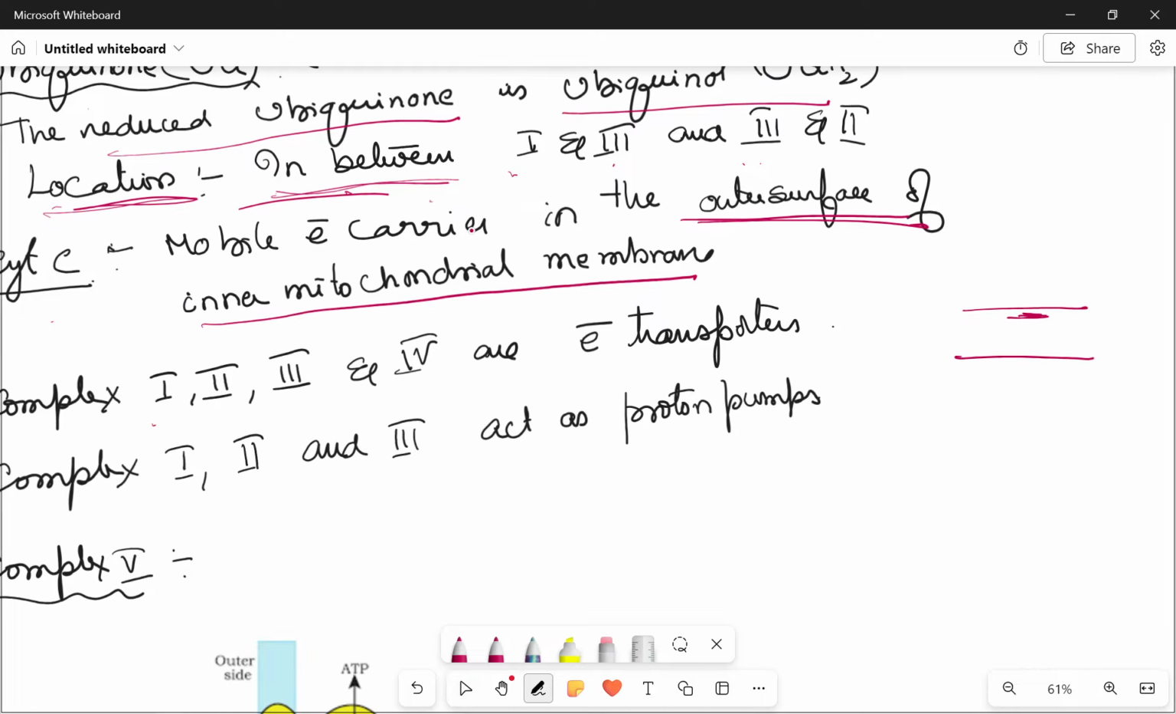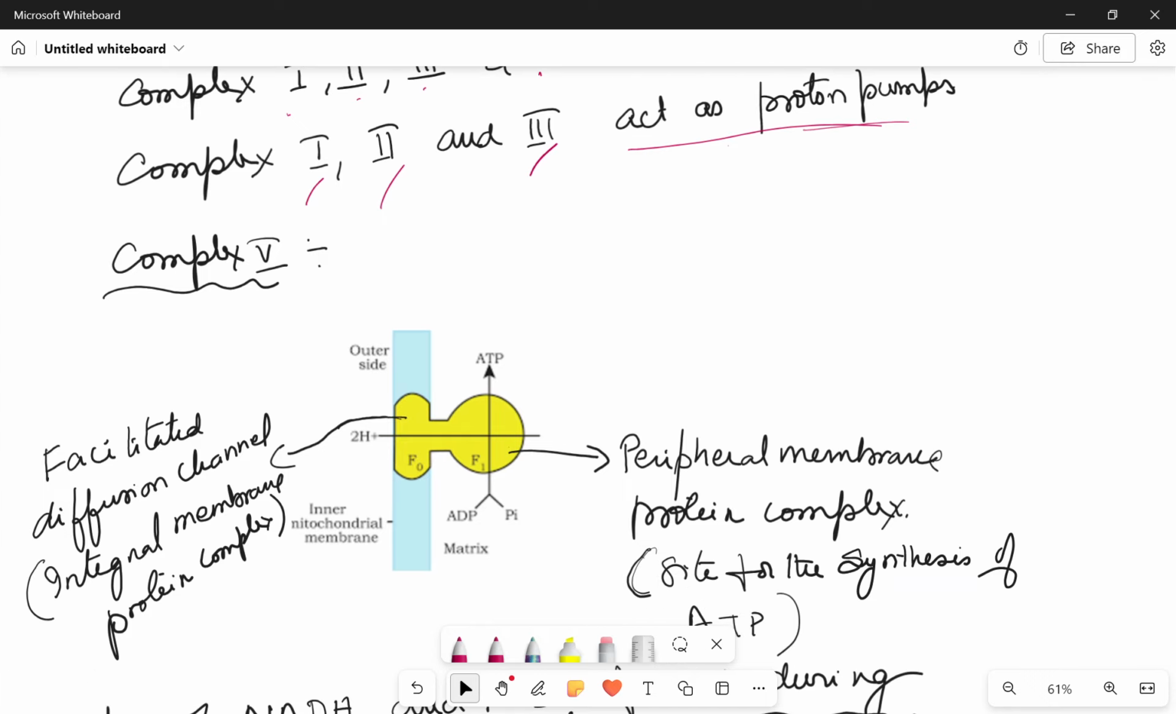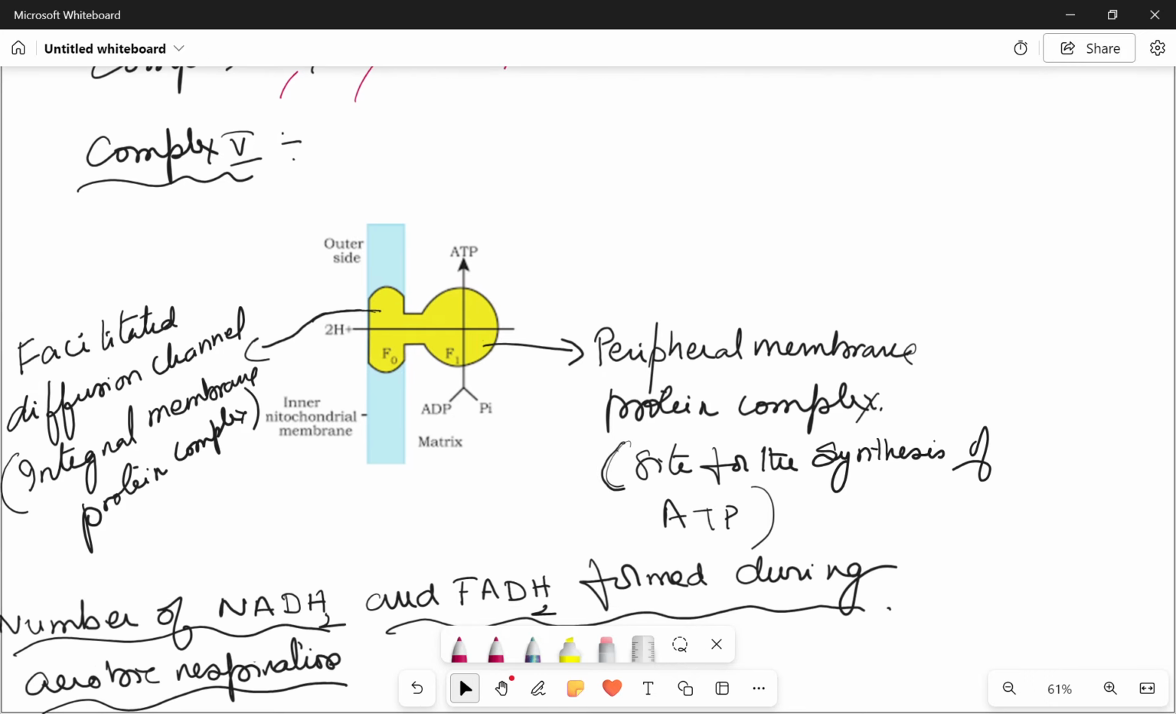Okay. So these complexes 1, 2, 3, 4 are for electron transport. Complexes 1, 2, 3 are for proton transport; they act as proton pumps. When you see this complex 5, this is the structure of the complex 5, the ATP synthase complex. For every 2 protons, 1 ATP is synthesized.